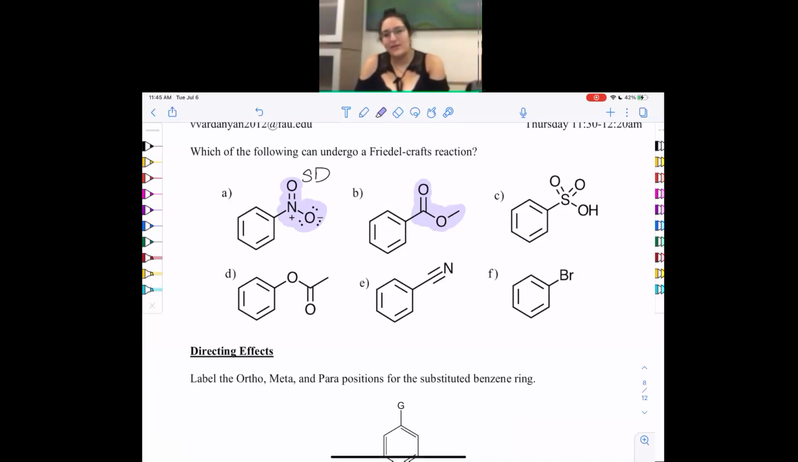And yes, I agree with y'all. It's going to be a strong deactivator. How about for B? Is it going to be an activator, a weak deactivator, or a strong deactivator?